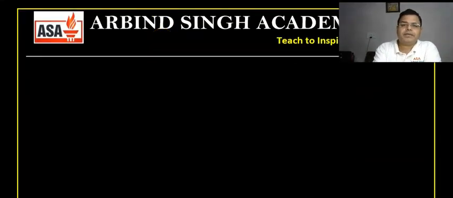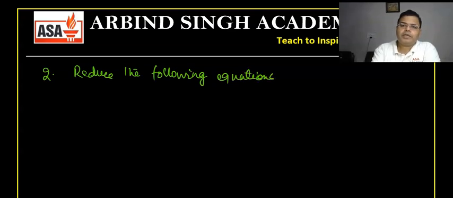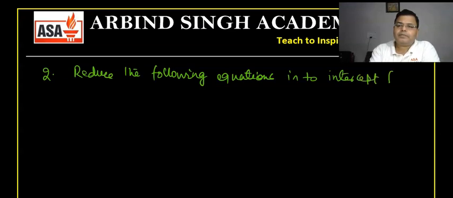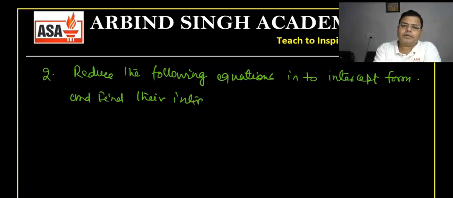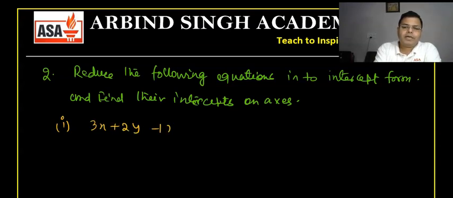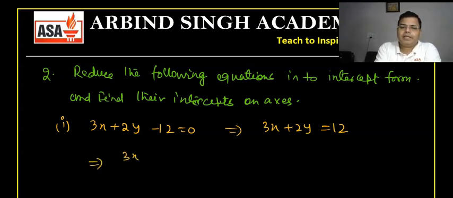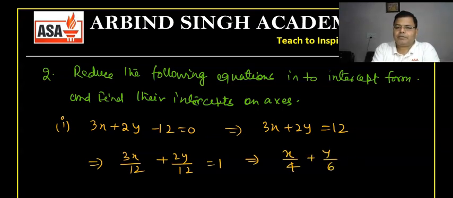Now the next question, question number 2. Reduce the following equations into intercept form and find their intercepts on the x and y axes. The first part of the question is 3x plus 2y minus 12 is equal to 0. This can be written as 3x plus 2y is equal to 12, and further as 3x by 12 plus 2y by 12 is equal to 1, dividing by 12 on both sides. That will be x by 4 plus y by 6 is equal to 1.